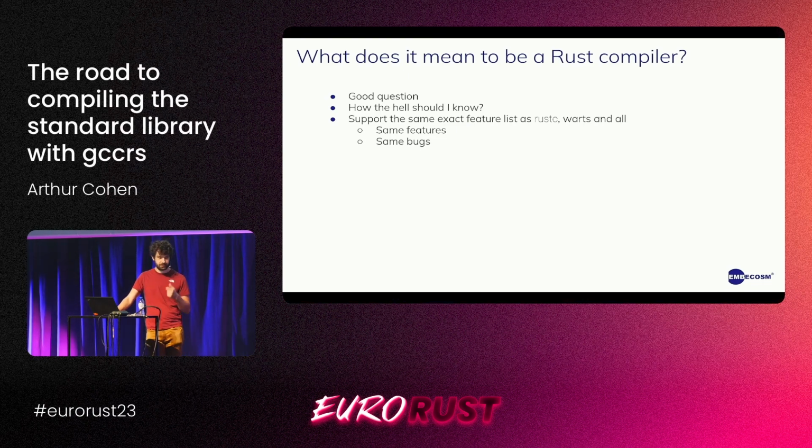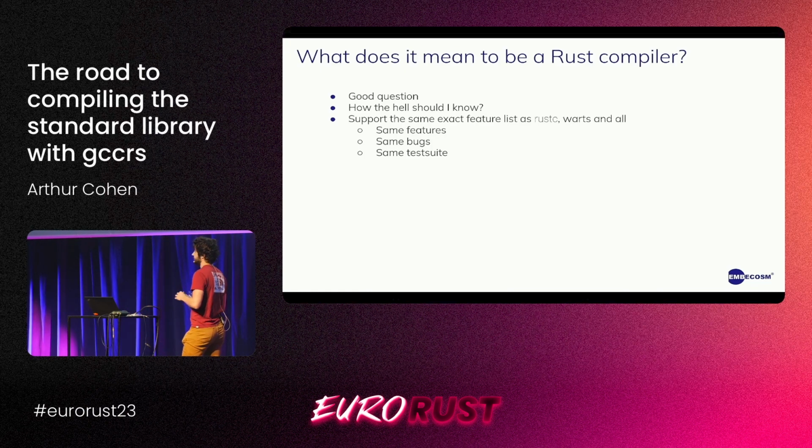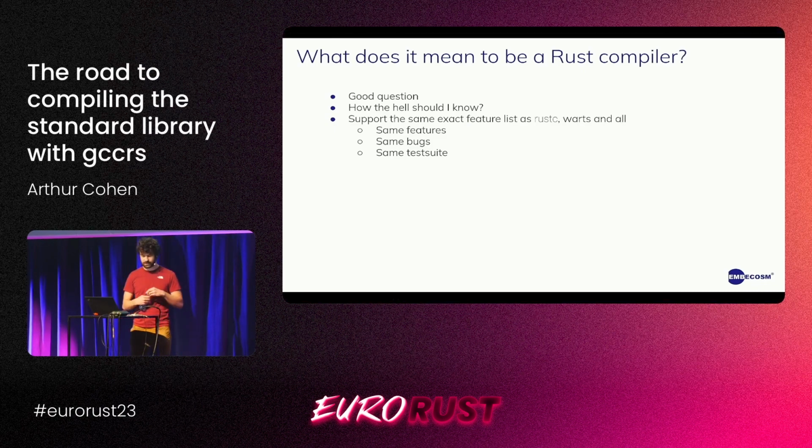So the same features, same bugs, same test suites, and that goes both ways. GCRS should be able to pass the rustc test suite, but rustc should also be able to pass the GCRS test suite. We don't want our test suite to contain some sort of alternative GNU Rust language that only GCRS understands and not rustc. So that's one of the goals.